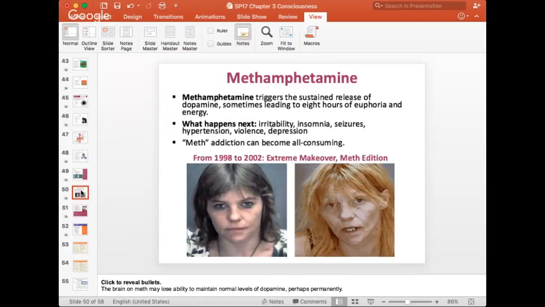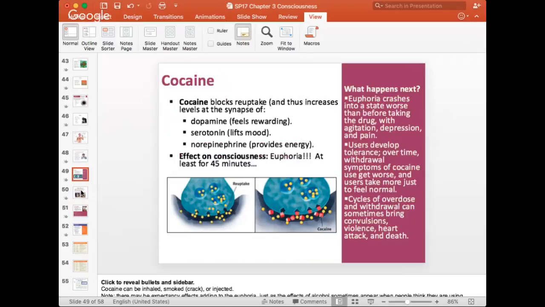Methamphetamine is important to know because you're from Iowa. And methamphetamine is a stimulant, whereas cocaine does these things and it produces a high that lasts for 45 minutes.